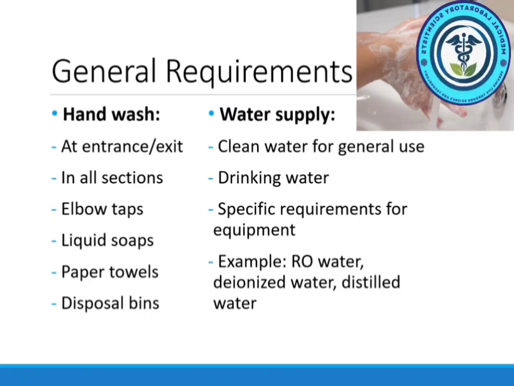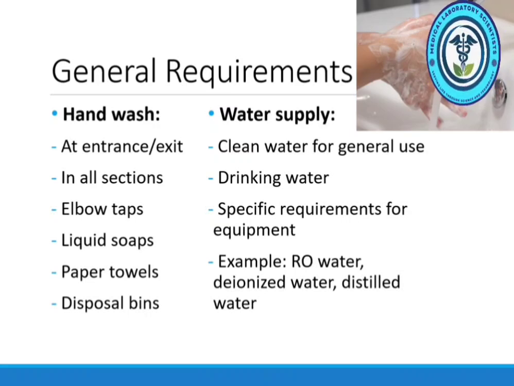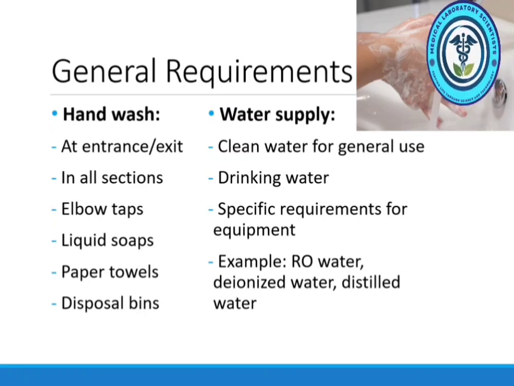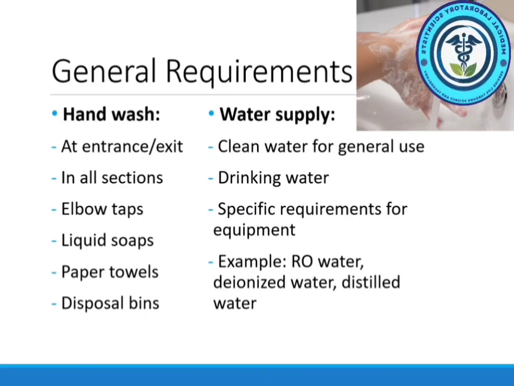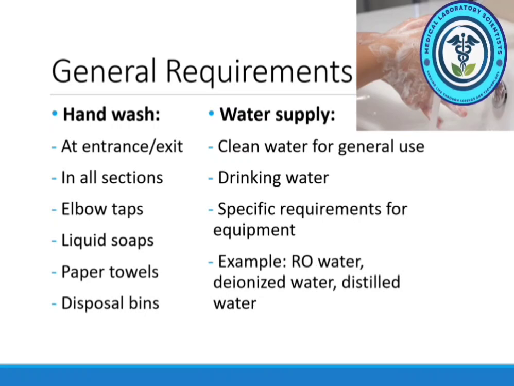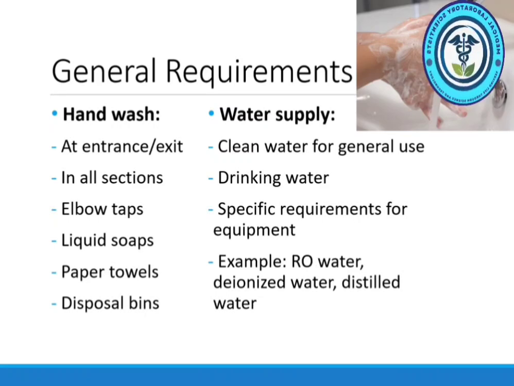Next is water supply. There must be 3 kinds of water supplied in the laboratory. The first is clean water for general use. There must be a continuous supply of it for use in the laboratory, in the washing and cleaning areas and the toilets. The second is drinking water. The third, special water as per the specific requirements for equipment, such as RO water, deionized water, double deionized water, and distilled water.